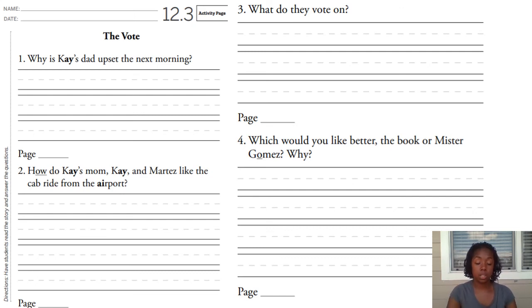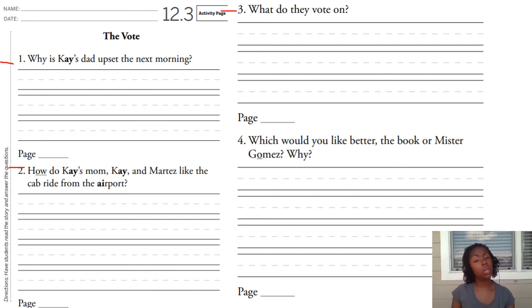Question number 1 says, why is Kay's dad upset the next morning? Kay's dad is upset the next morning because, what page number tells you that? Number 2, how do Kay's mom, Kay, and Martez like the cab ride from the airport? You will say they liked the cab ride from the airport or they did not like the cab ride from the airport. What page number gives you that information?